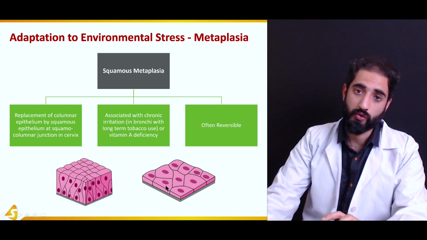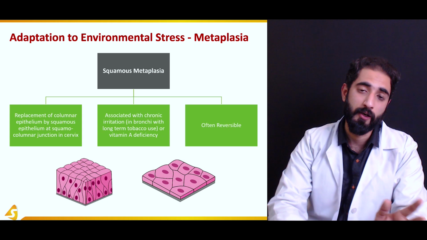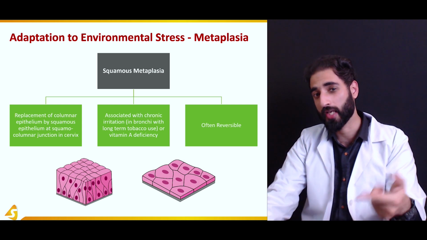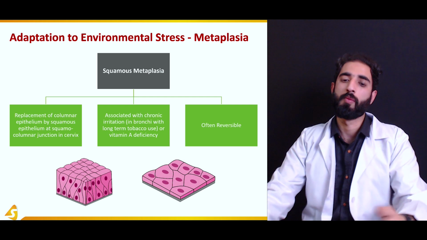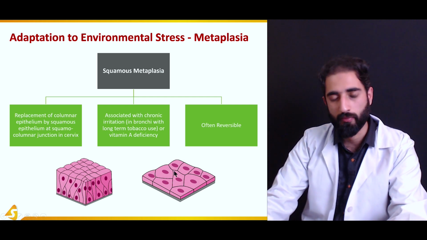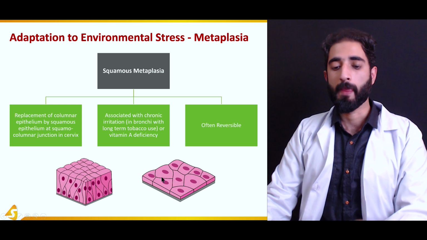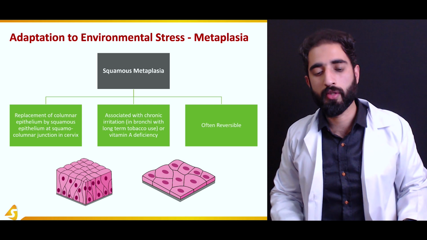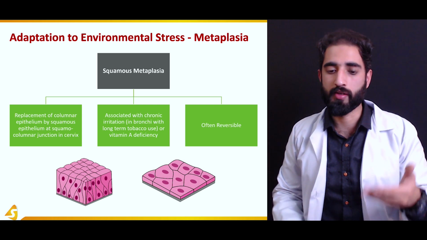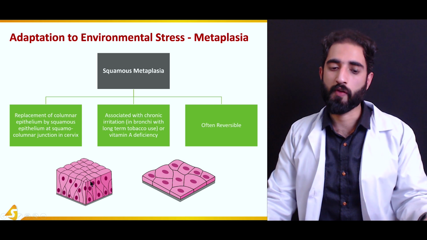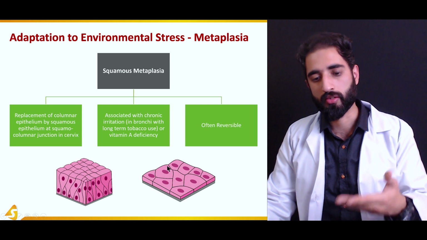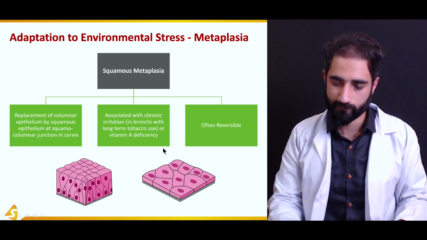So there is not actually a change in the size, so it is not atrophy or hypertrophy. There is no change in the number of cells, so it is not hyperplasia or aplasia. It is just the change in the type of the cell. This is squamous metaplasia, and it is often reversible. It is also sometimes associated with chronic irritation, such as in the bronchi with long-term tobacco use, which may result in a shift from columnar to squamous epithelium, and also in conditions such as vitamin A deficiency.